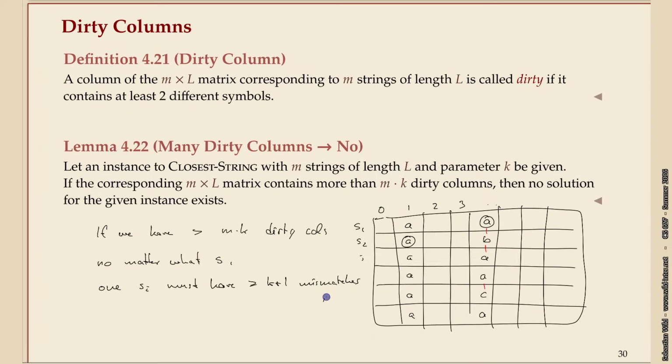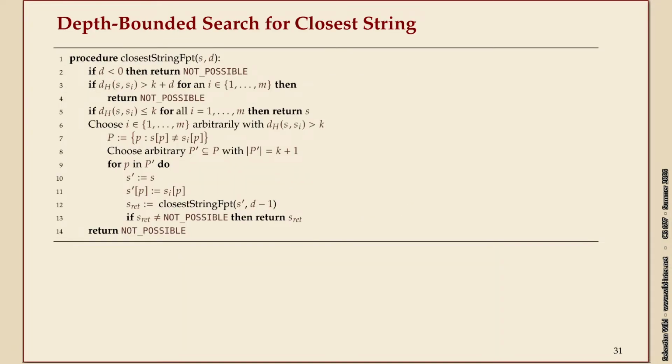And the goal was that the distance to all the strings is at most k, so that's a no instance here. So that's my first reduction rule in the sense of kernelization. If I have an input and I can count the number of dirty columns, if that number is more than m times k, I can immediately say no, not gonna work. So far so easy.